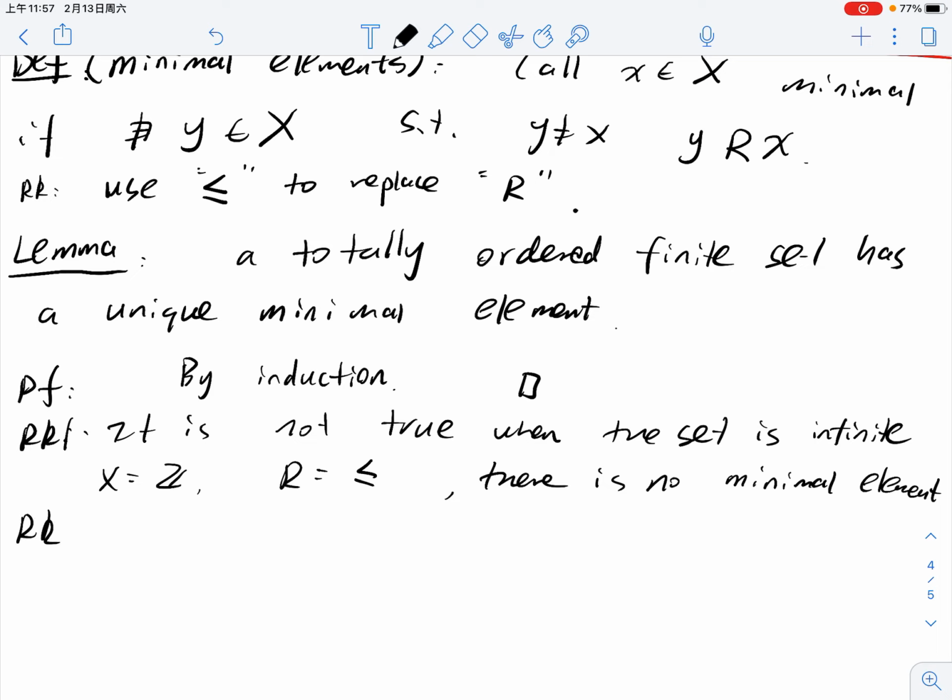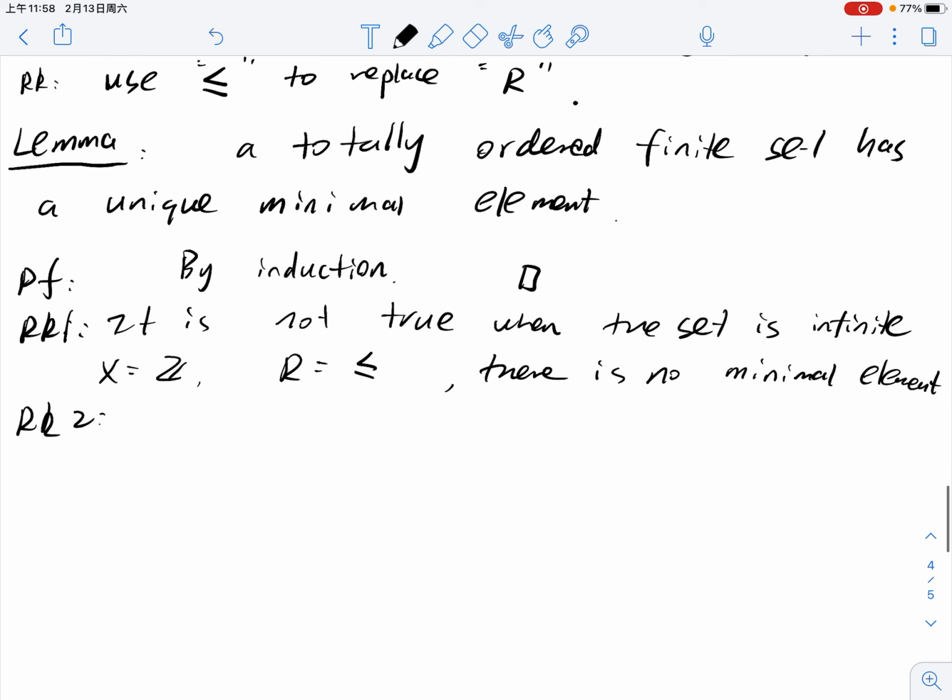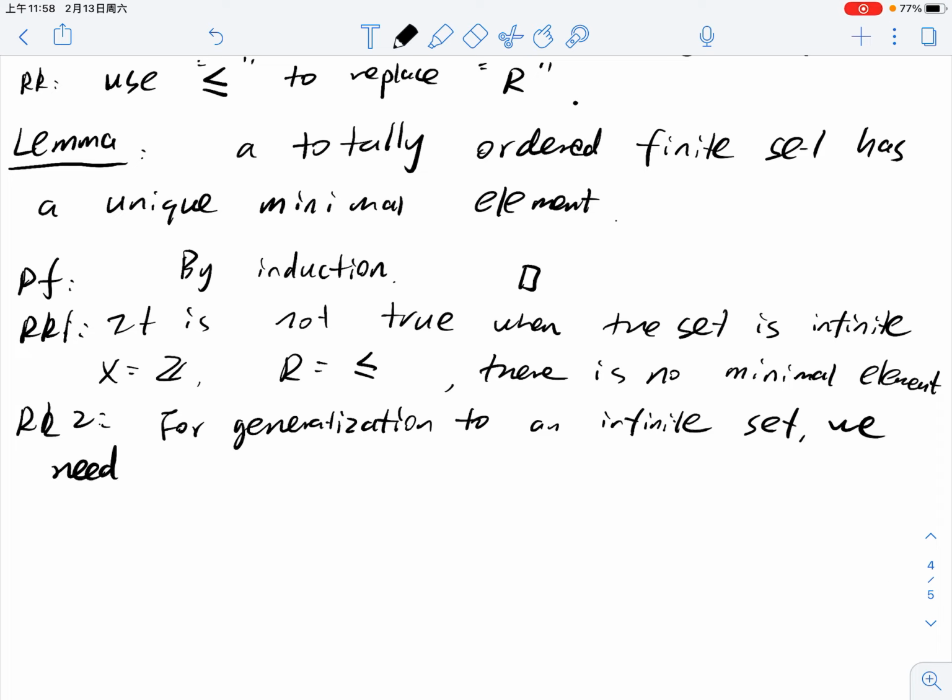And remark 2 is, those properties can be generalized to infinite sets. Although in combinatorics and computer science, usually we deal with finite sets, when you do some theoretical proofs, probably it's better to introduce some infinite structure. For an infinite set, we need to put some subtle restrictions on the set X, like the ascending chain condition or the descending chain condition. I will not talk about that. If you learn abstract algebra, you will meet those properties.